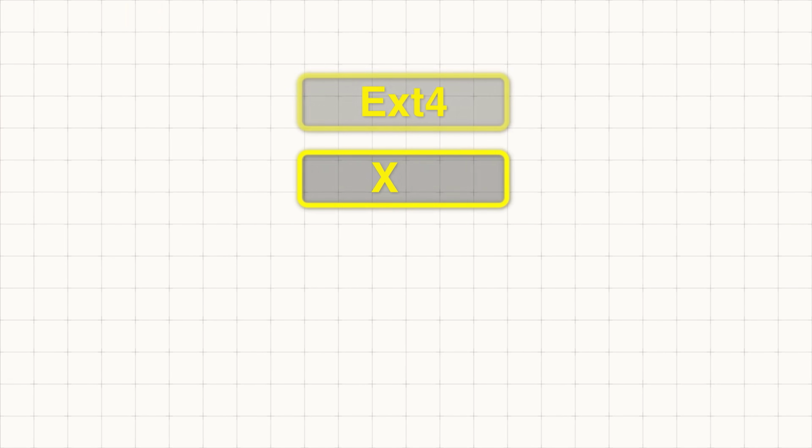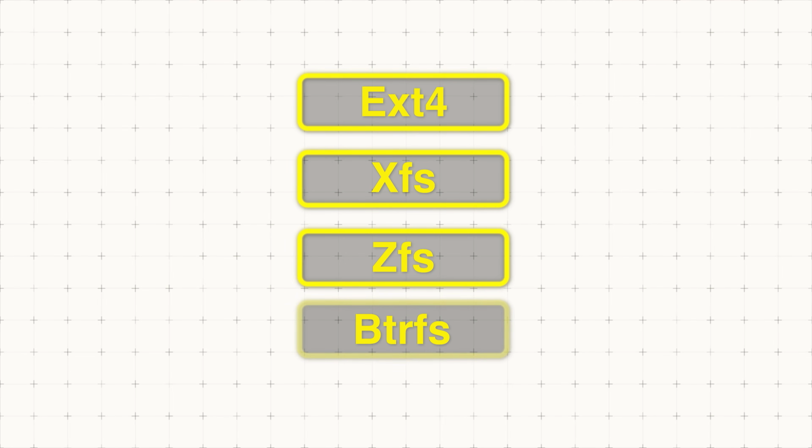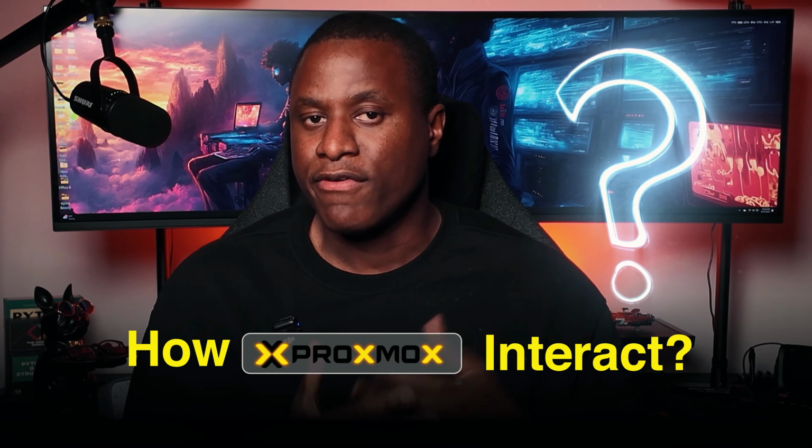So a file system is how data is actually stored and organized on the disk. So think of ext4, XFS, ZFS, or BTRFS. A storage type is how Proxmox interacts with that storage. It defines how things like VM disk, backup, and ISO are managed. It's the structure or the interface, but it's not the format.